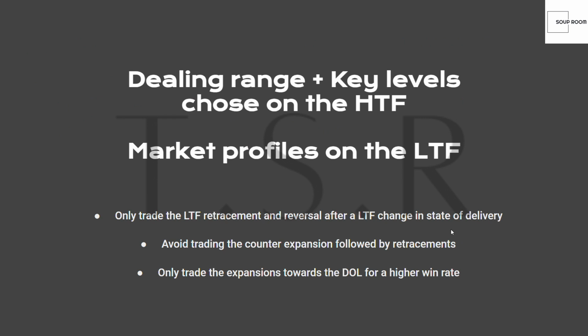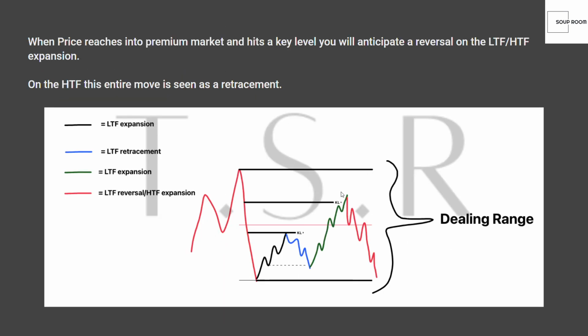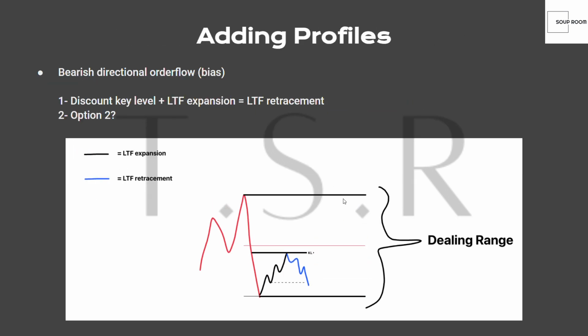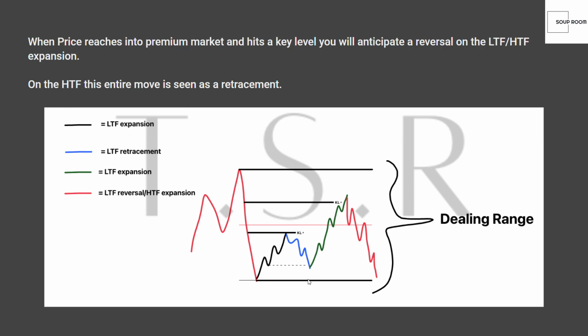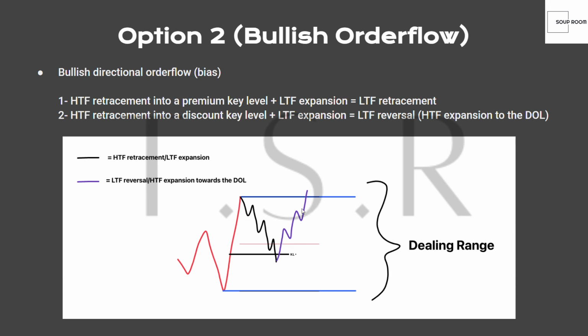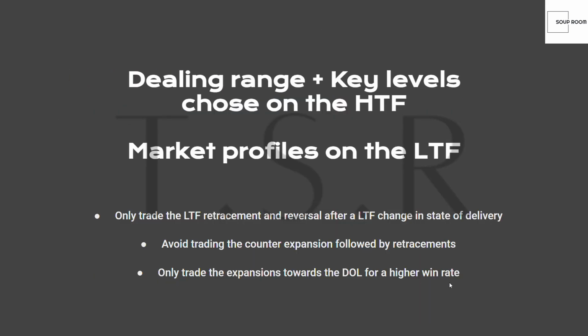Next, only trade the expansions towards the draw on liquidity for an insanely higher win rate. What does this mean? This means if you only focus on taking this trade, this trade, this trade, and this trade right here, meaning the expansion towards the draw on liquidity, the expansion that will cause the breakout, the expansion causing the breakout, the expansion towards the draw on liquidity. If you only focus on trading those, you will have a much higher win rate.